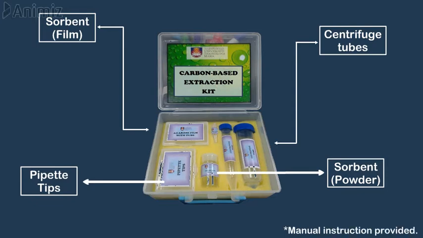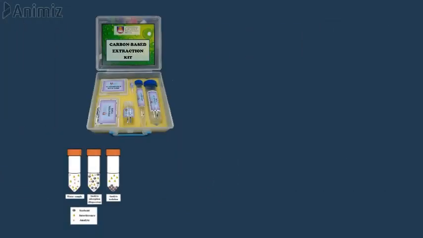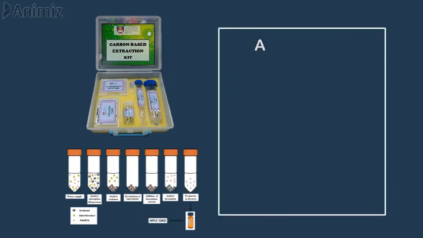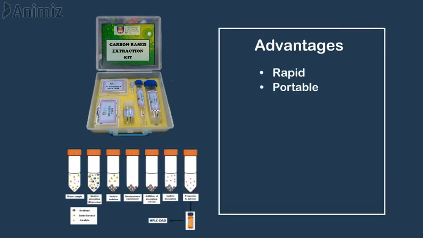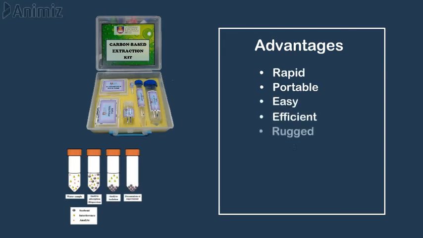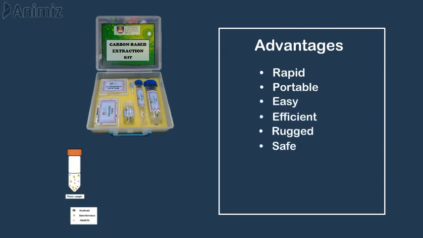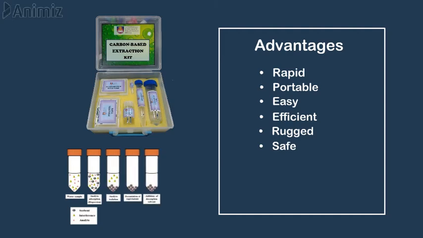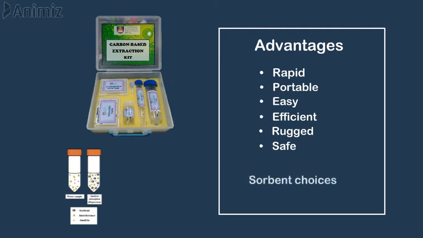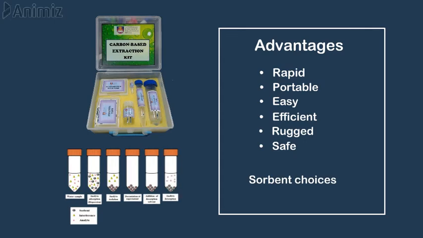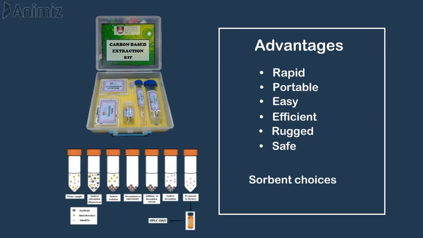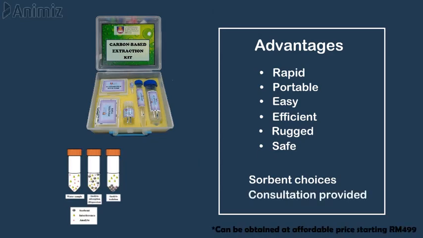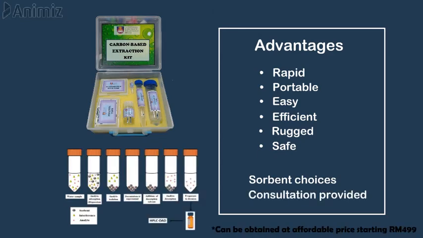This carbon-based extraction kit provides a vastly simplified sample preparation technique for the analysis of chemical contaminants in water samples. It is rapid, portable, easy, efficient, rugged and safe to be used during the sampling and extraction process. Besides, we also provide several types of carbon-based composite materials according to the suitability of the selected analytes. Consultation on choosing the right sorbent will also be provided.